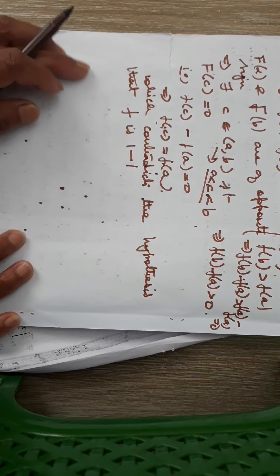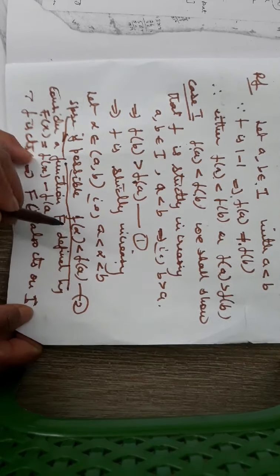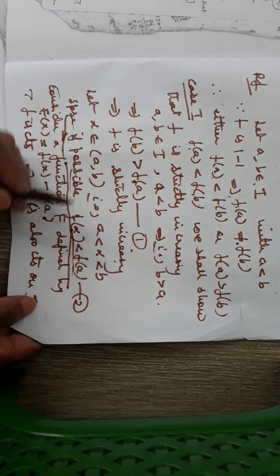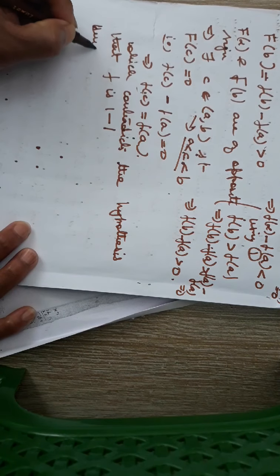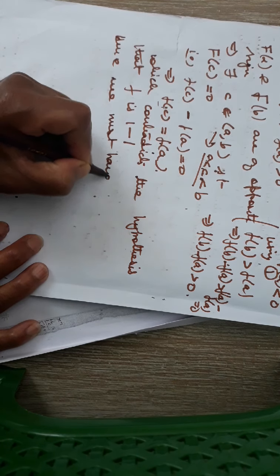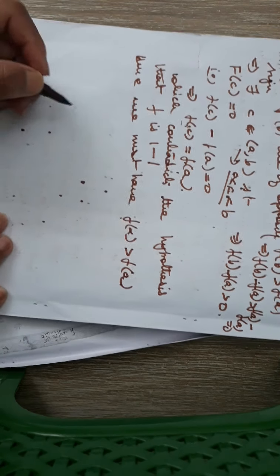This contradicts the fact that f is 1, 1. And why does that contradiction arise? Because we have assumed, if possible, this equation 2, f of alpha less than f of A. Because of this assumption, we get a contradiction. So hence, we must have f of alpha greater than f of A.